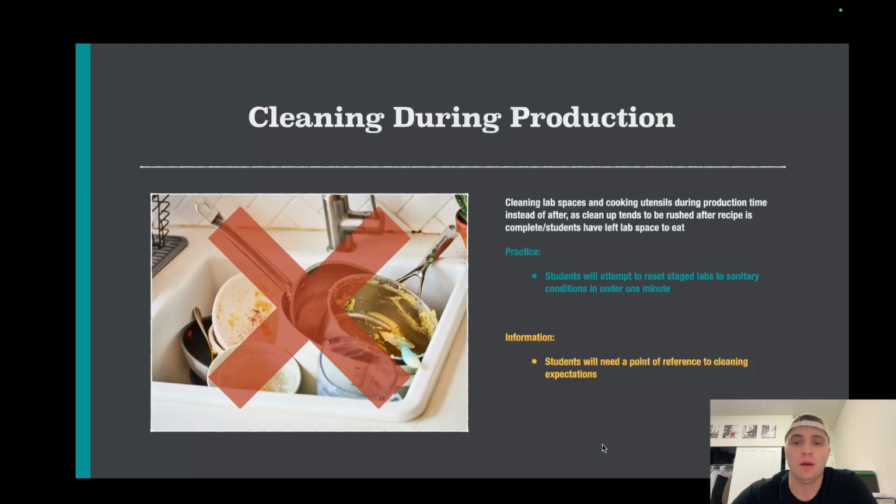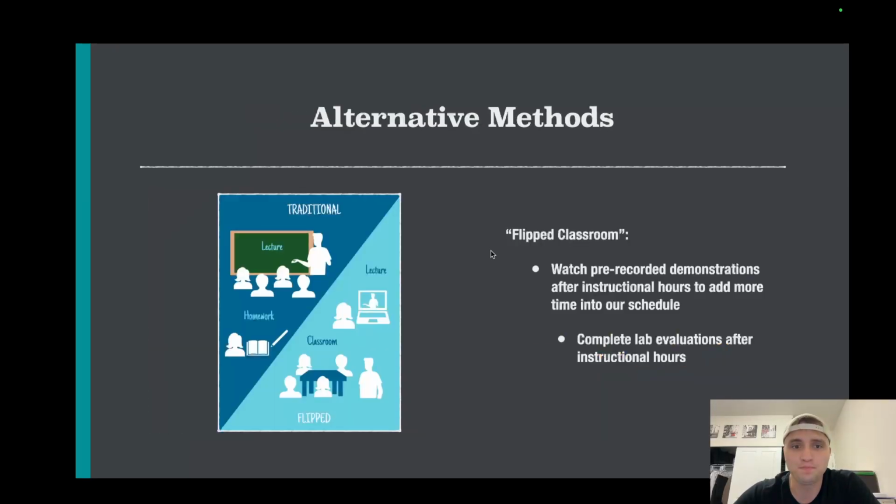So the information students will need is a point of reference for the cleaning expectations that I set. What does this look like before we move on, before my next class comes in and has to do the exact same thing that you just did? Whether that's a checklist or a picture, that's actually a pretty good idea. Take a picture of what it should look like before and after. Implement the leave it better than you found it. This is an action that will get us to where we need to be.